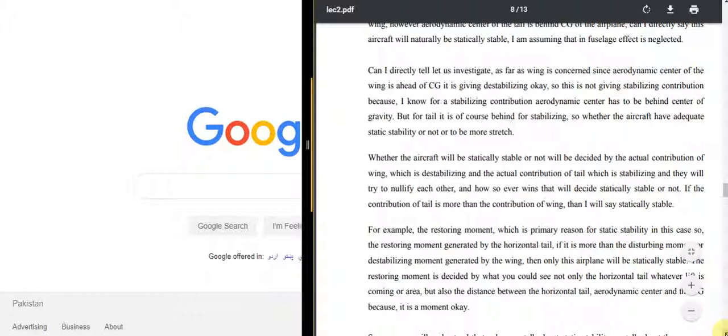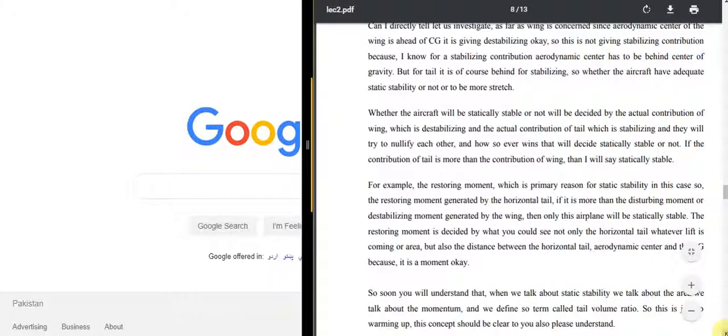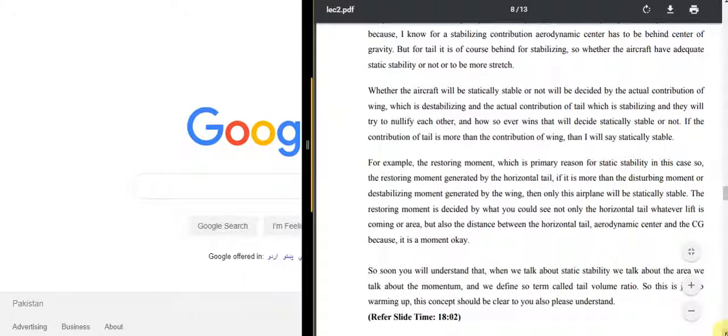If the contribution of the tail is more than the contribution of the wing, then I will say statically stable. Okay, for example, the restoring moment, which is the primary reason for static stability in this case. So the restoring moment generated by the horizontal tail, if it is more than the disturbance moment or destabilizing moment generated by the wing, then only this airplane will be statically stable.